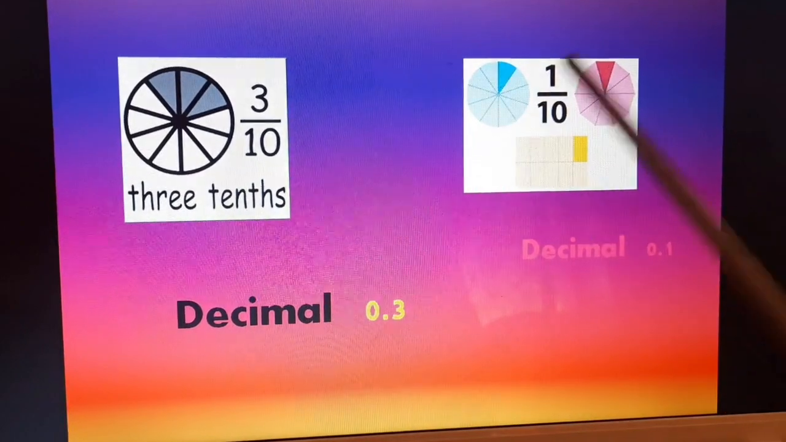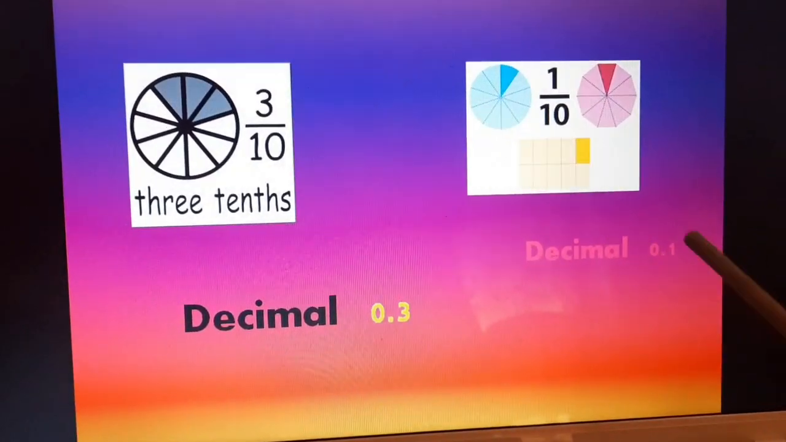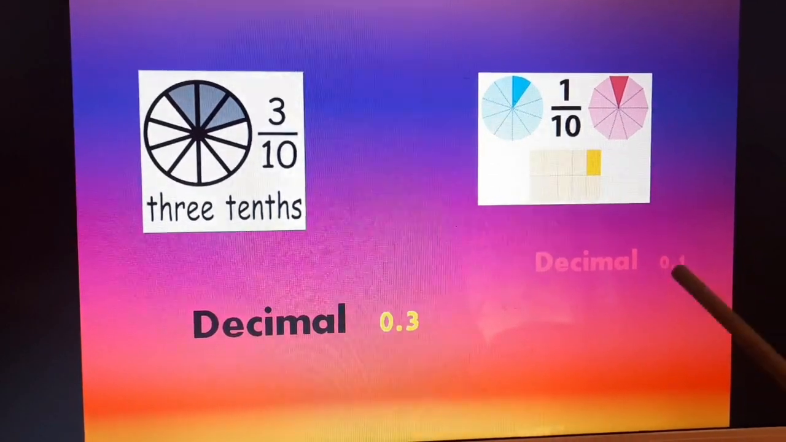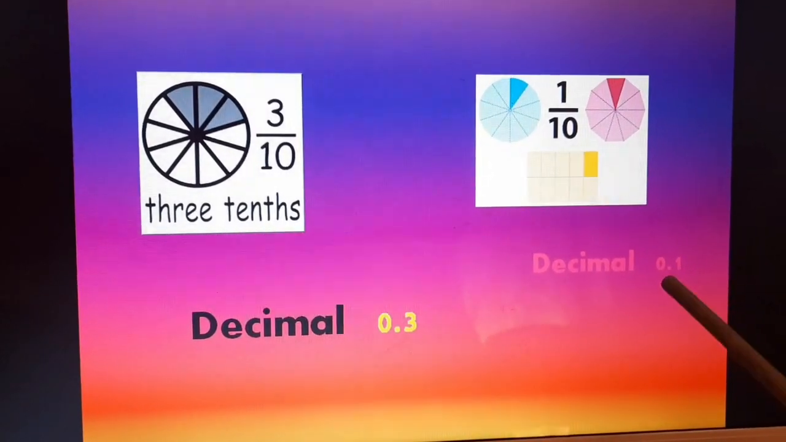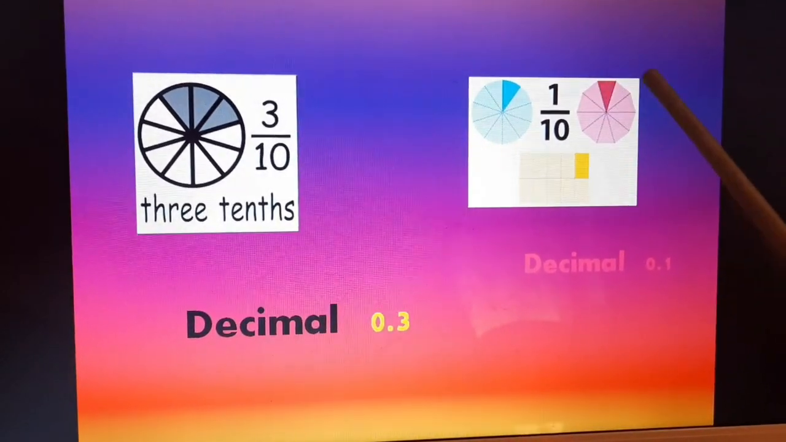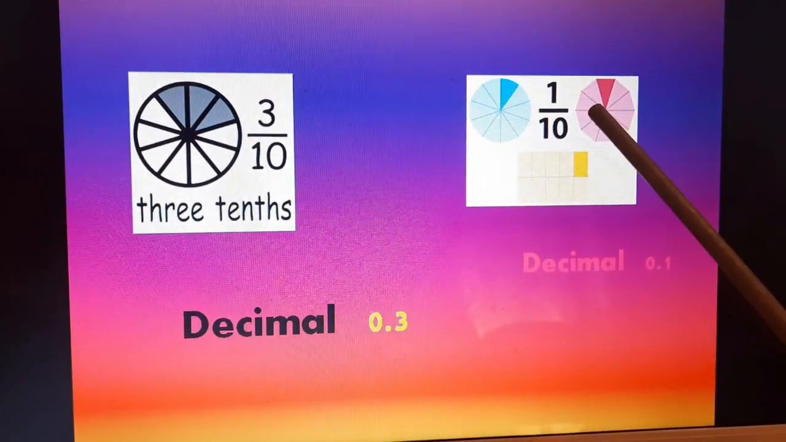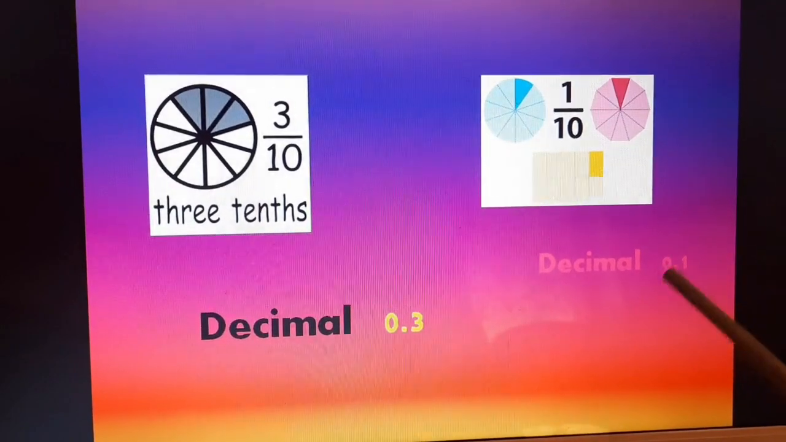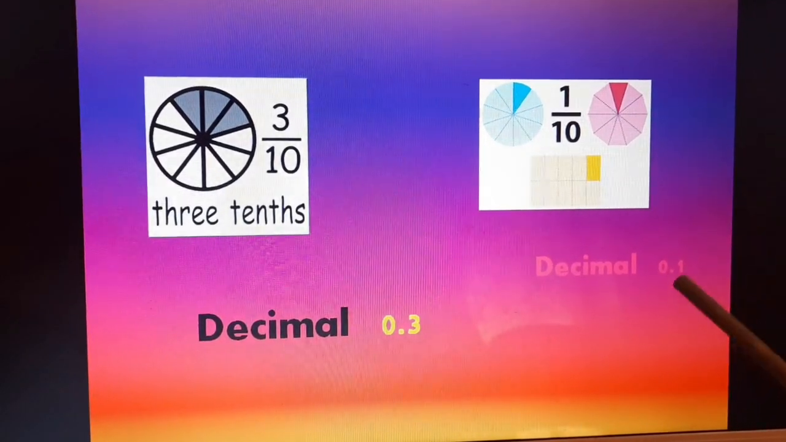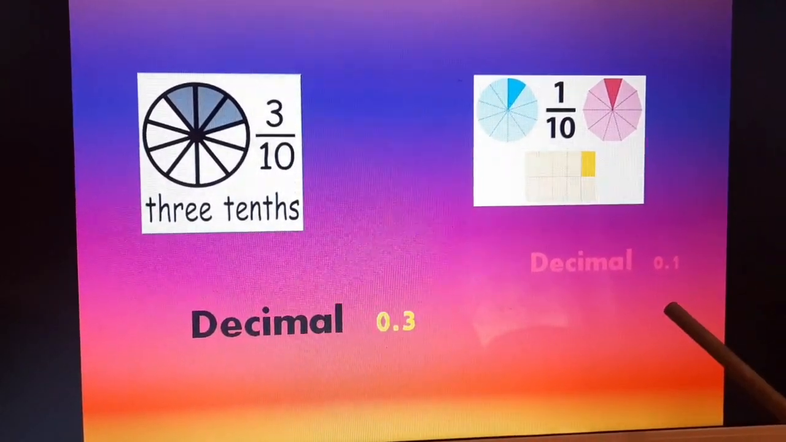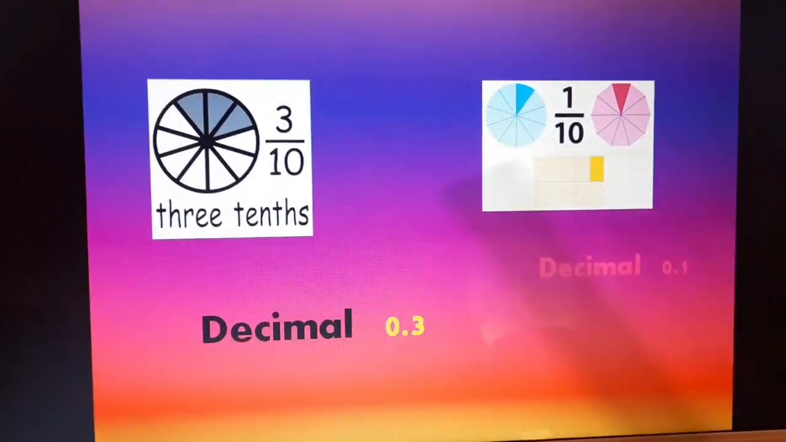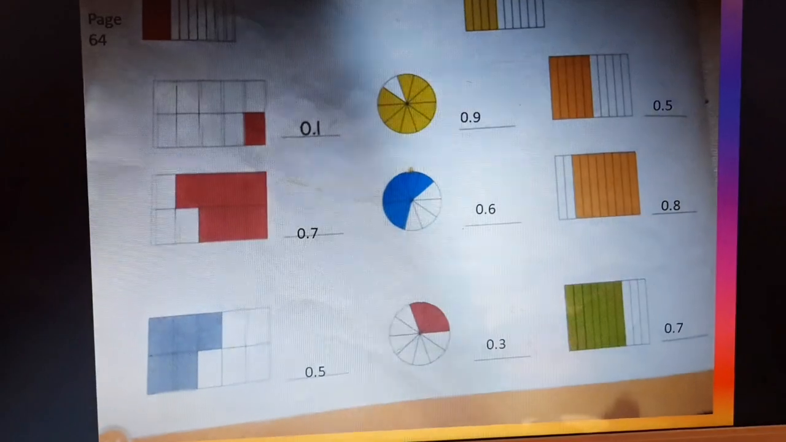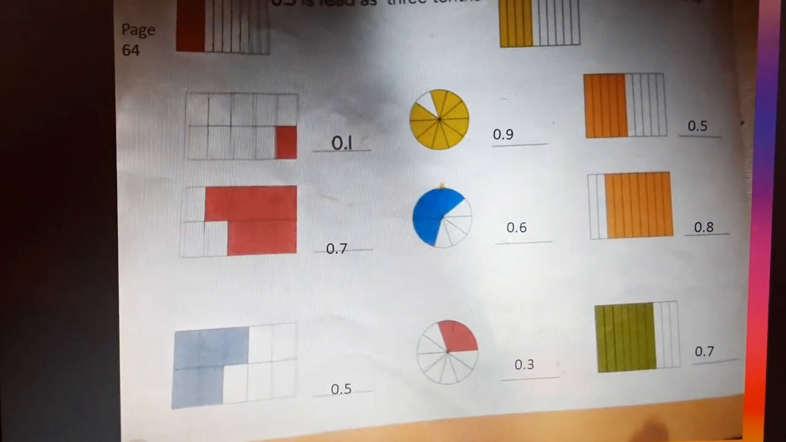Here, we can write this fraction as a decimal. At first, put the decimal point. After the decimal point, how many tenths here? We have only 1/10. Write 1. This is 1/10. 1/10. 3 tenths. Okay. Now, open your book at page 64, please.